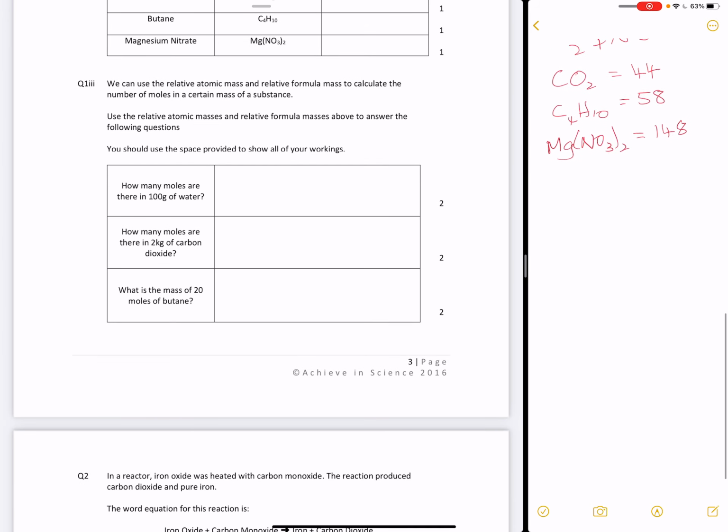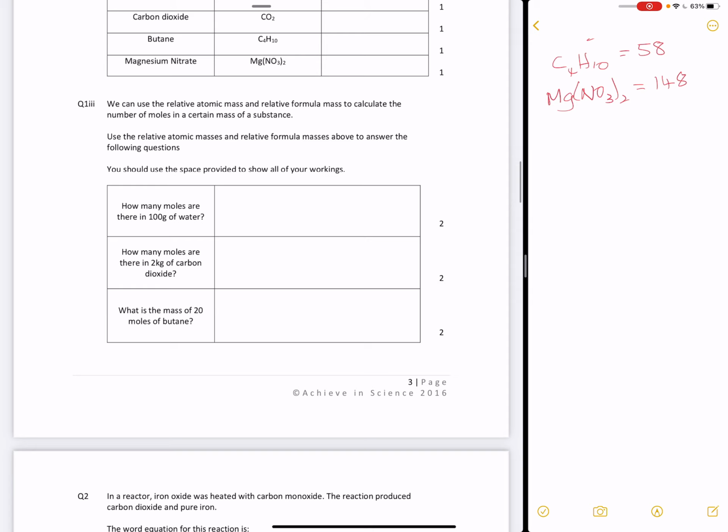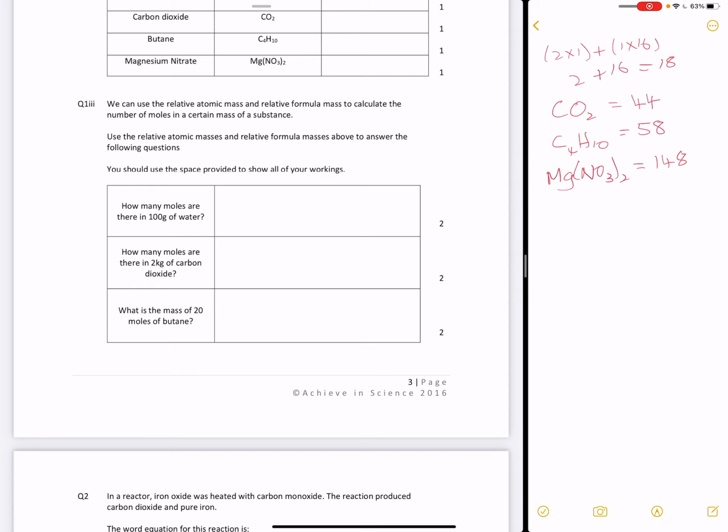Now we're going to work out the number of moles. To work out the number of moles, you'll definitely need to know the formula masses, or molecular masses, as some textbooks call it, these numbers. So the first one, how many moles are there in 100 grams of water? Now you've already worked out the molecular mass of water. Next one, how many moles are there in 2 kilograms of carbon dioxide? Again, you've worked out the mass of carbon dioxide, which is 44. Don't forget to convert the 2 kilograms to grams. And the final one is what is the mass of 20 moles of butane. So pause the video here and off you go.